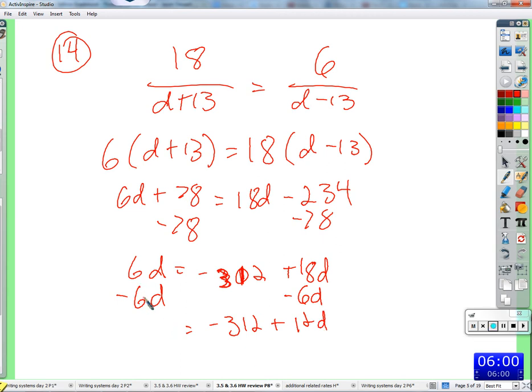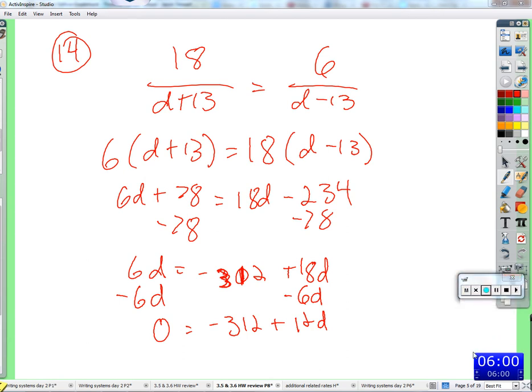What's 6D minus 6D? What's 5 minus 5? 0. 10 minus 10? 0. 12 minus 12? 0. Negative 5 minus negative 5? 0. Still 0. What's 60 minus 60? Zero. What happens when you take something away from itself? Zero. And zero D. Now what?